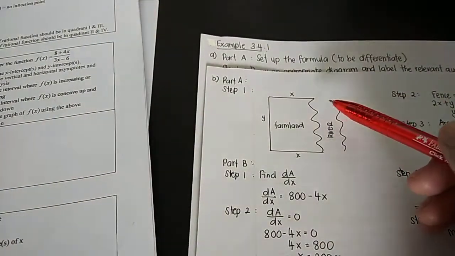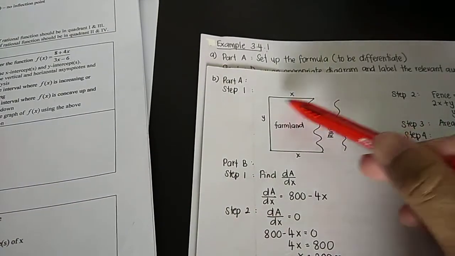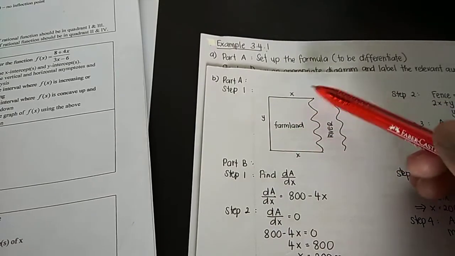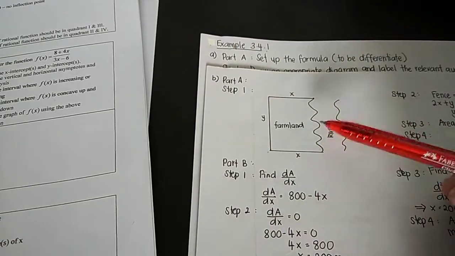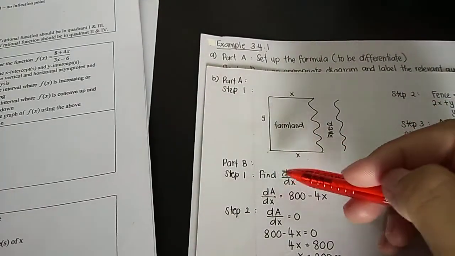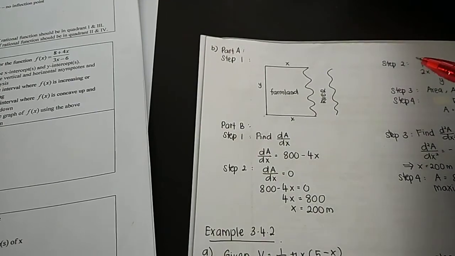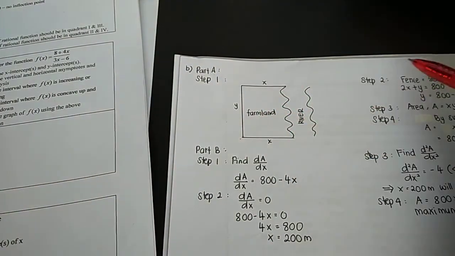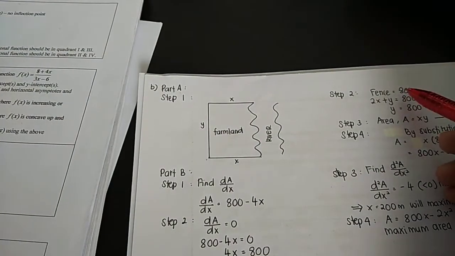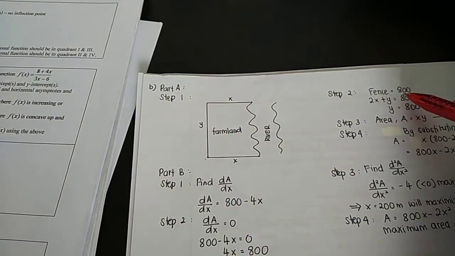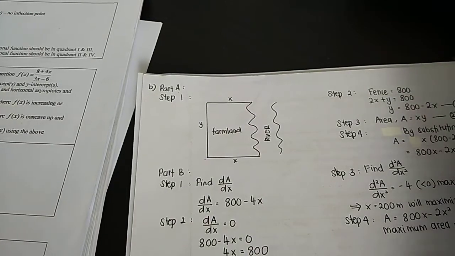So satu side dia kena dekat river, lagi 3 side dia buat untuk single strand electric fence tu, dia buat pagar yang elektrik. Okay, so hanya 3 ni sahaja. So yang ni river, so tak boleh lah pagar kan. So yang ni awak punya diagram. So part B, okay, part A step 1 awak lukis. Step 2, so dia bagi yang fence tadi 3 side yang ada pagar tu adalah 800, which is panjang dia. So dia punya perimeter lah.